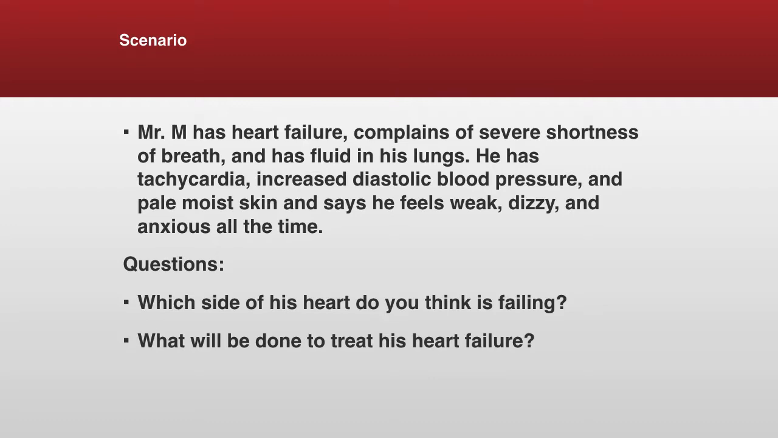Some of the advanced therapies that he might need, depending on how bad he is: he may need a ventricular defibrillator or a cardioverter. He may even need a VAD, which is a ventricular assist device, or a heart transplant if he's gone into end-stage heart failure.